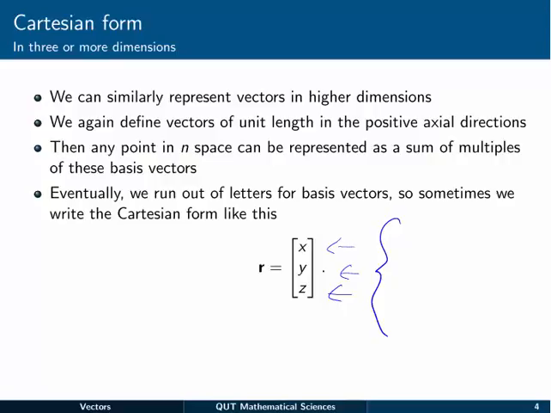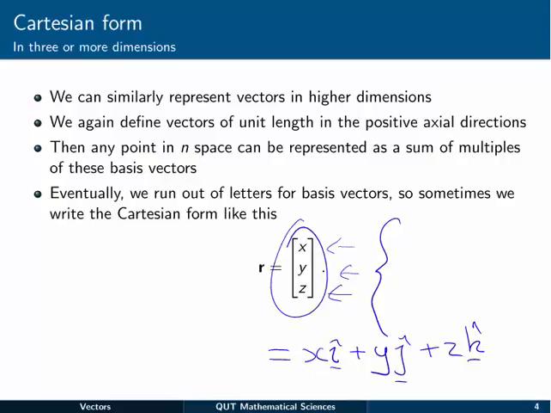So here, this r vector would be the same as x in the i direction, plus y in the j direction, plus z in the k direction. Now you see that I've written my vectors there with little hats on top of them. That's a symbol that we use to indicate that a vector has unit length. So xi plus yj plus zk can also be written in the column matrix form.